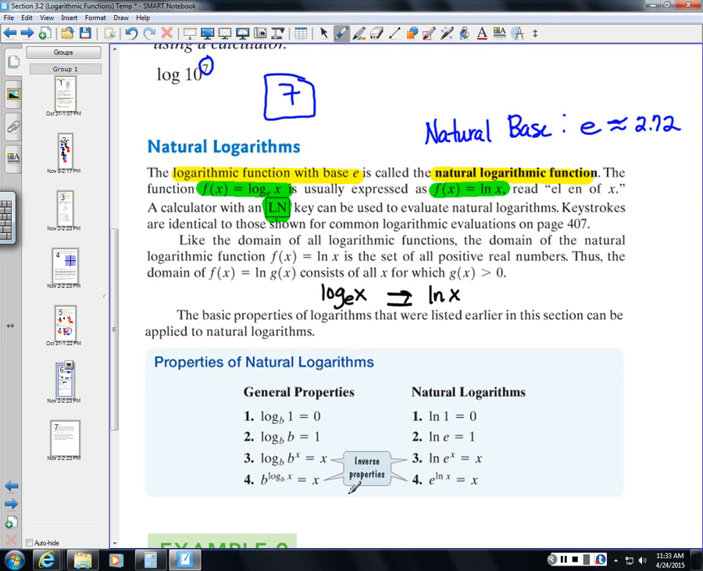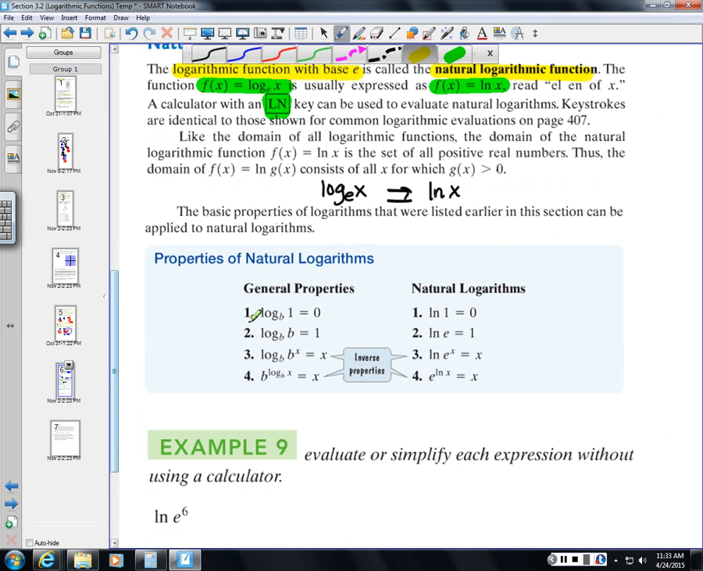Okay, and just like with anything, sometimes you will need to write it as log base e of x, and sometimes you'll need to write it as ln of x. We'll see some of those examples in a later part of this chapter. So you do need to be able to make that connection and that relationship. And just like with the common log above, you have your general properties, and then they compare that to the natural log properties. They're showing that these are the same properties.